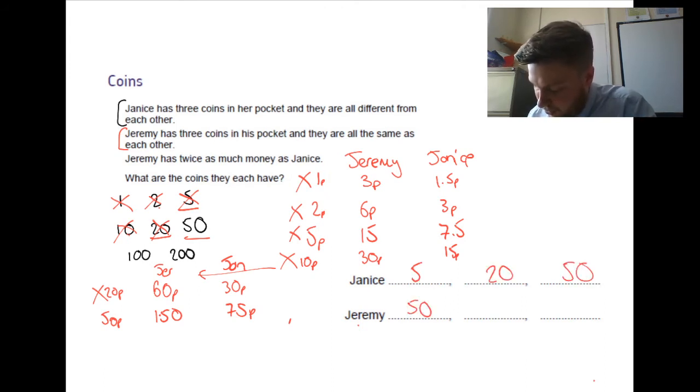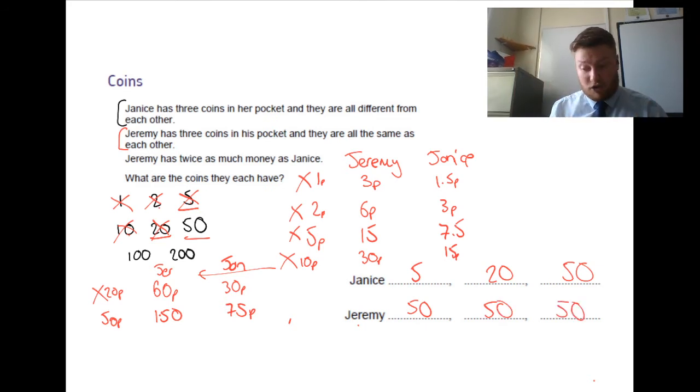Jeremy, they are all 50 pence, and that works. It's a good strategy, it's logical, we go through the steps, and we know we're definitely going to find the answer because we're eliminating things as we go. We know it couldn't be 1. Jeremy couldn't have 3 1-pences, he couldn't have 3 2-pences, and we keep on going until we get to the point where, yes, he could have 3 50-pences, and so that must be the answer.